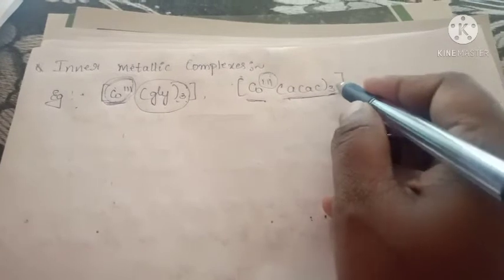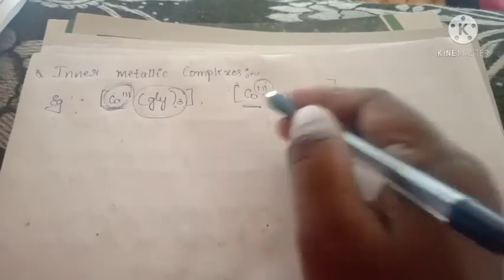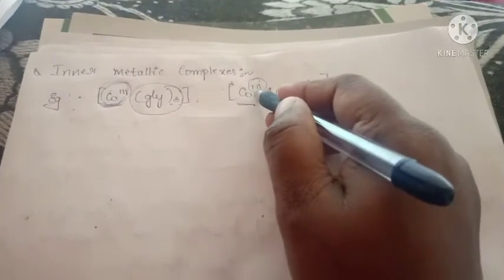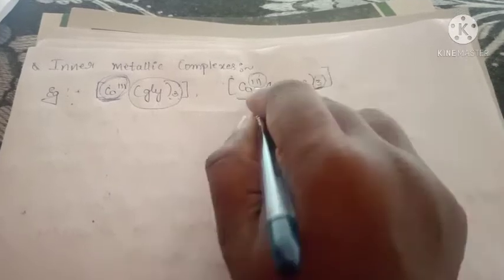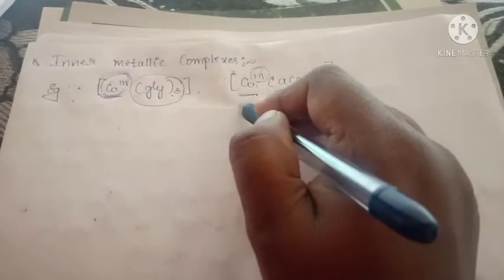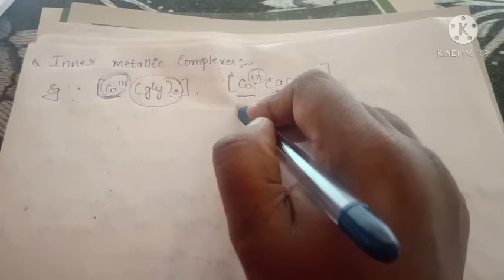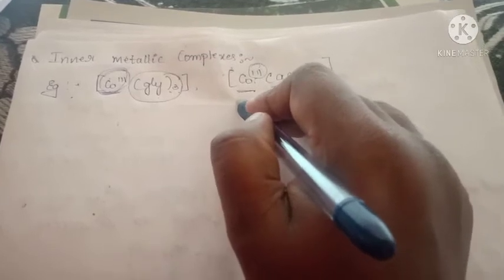Here in this complex, there are 3 ligands, and the oxidation number of cobalt is also 3. Okay, this we call an inner metallic complex.